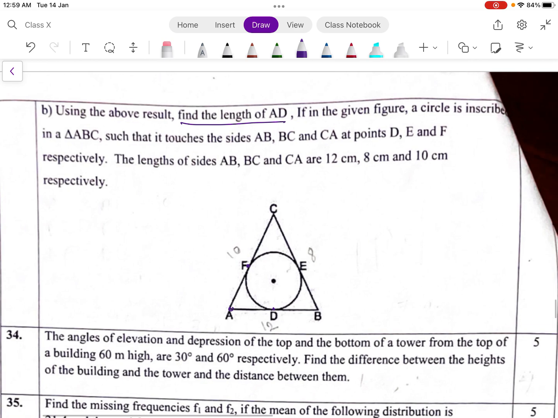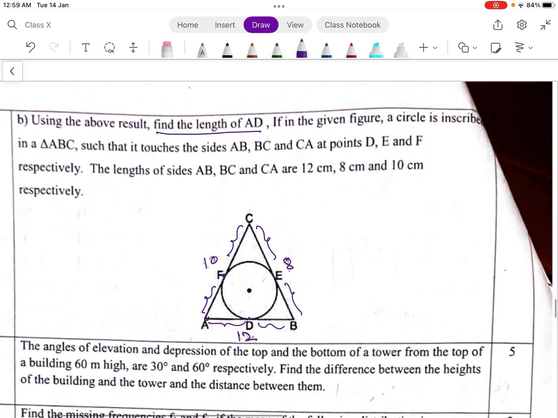To find AD, since all the values are given, this value is given as 12, this value as 10, and this value as 8. Now AD will be equal to AF, FC will be equal to CE, and on this side EB will be equal to DB. So we are going to write this and simplify, and we'll get the required answer. Let us start writing from AD. So AD is equal to what? The other side is this AF.